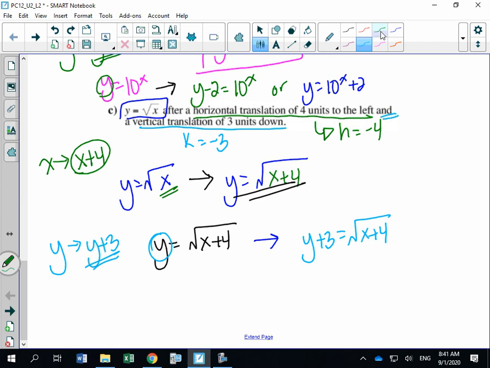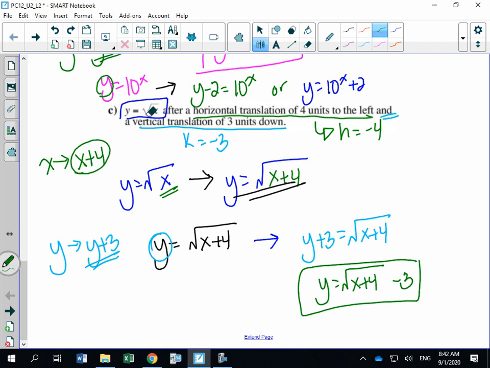All right, from here, we could keep that as our answer, but I want to isolate y. So y is equal to the square root of x plus 4 minus 3, and that's what I'll box in. So this original function underwent two transformations. It's horizontally translated 4 units to the left, and 3 units down.